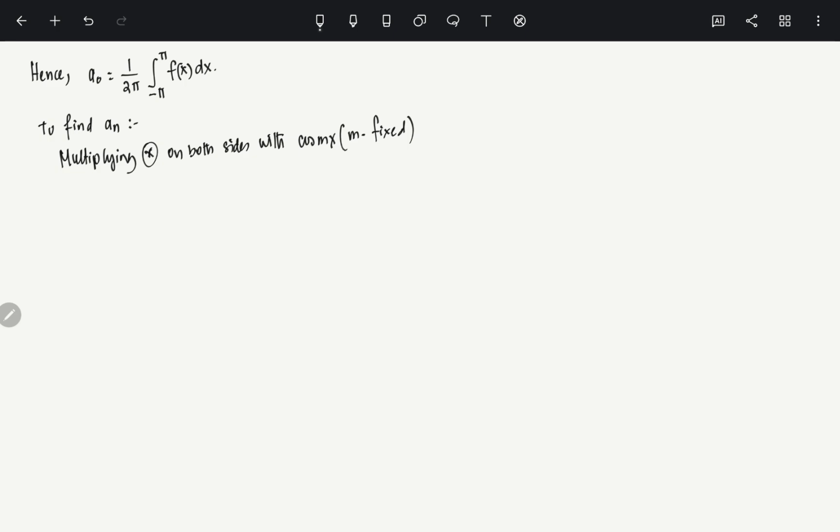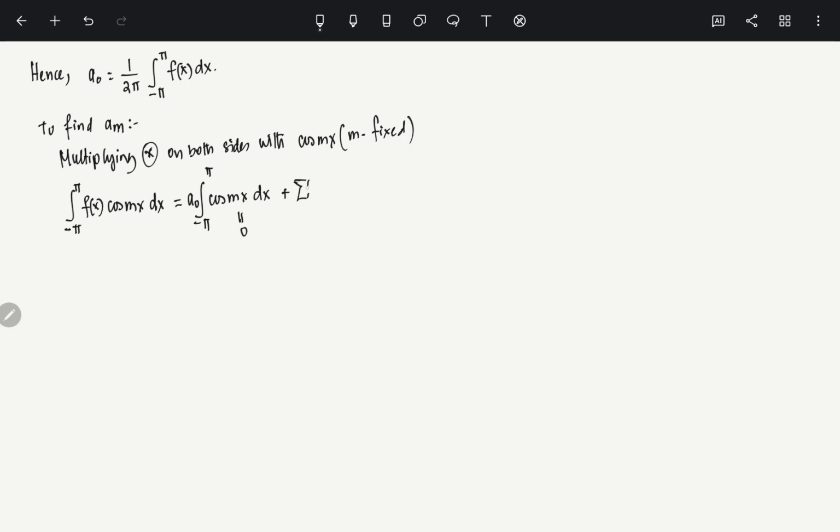So basically we want to find what am is. To do that, we fix that m and then multiply the whole thing with cosine mx. If you do that, then on this side it becomes the integral of f of x cosine mx dx, and on the other side this becomes the integral from minus pi to pi of a naught times cosine mx dx. This becomes 0, right? We have already talked about it. This becomes 0.